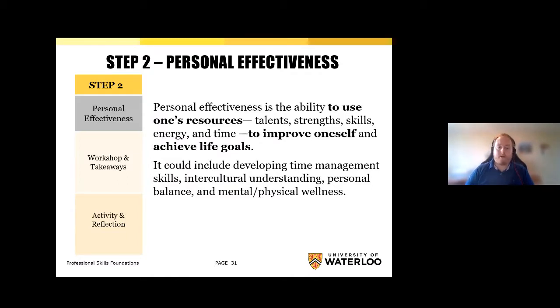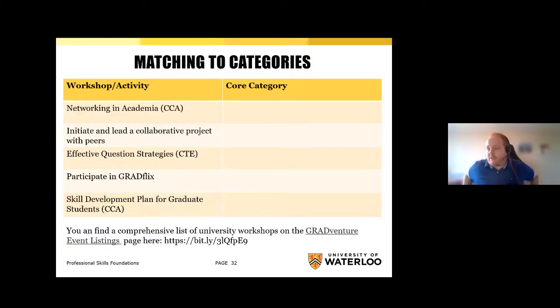I definitely encourage you to check out the Human Rights and Equity Office, Campus Wellness, and other places for workshops of that nature. Okay, so here are just some examples of different activities or workshops. All these workshops are actually coming up this term that you can attend. Take a second to guess which of the core categories you think these different workshops or activities belong to as we go through them. So first of all, networking in academia.